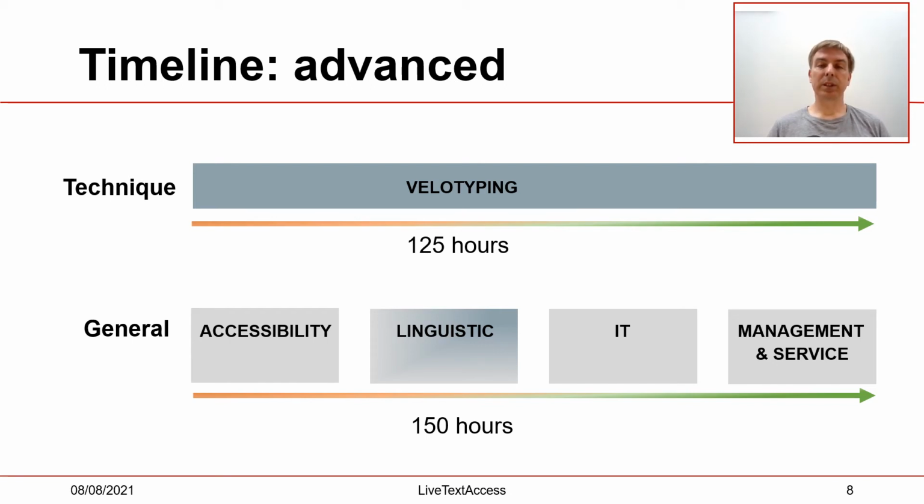If you're an advanced trainee, you should undergo only the advanced learning outcomes. This means around 125 hours to develop the advanced skills for the technique while acquiring accessibility, linguistic, IT, and entrepreneurship skills for 150 extra hours, for a total of 275 hours. These include watching our video lectures, reading the materials we recommend, and doing homework. The duration of velotyping homework may vary depending on how quickly you manage to reach every single output.